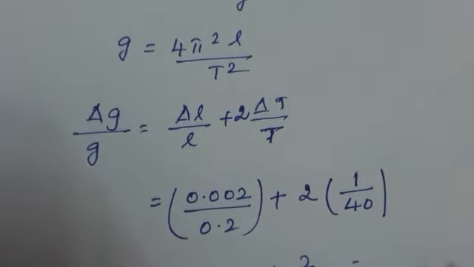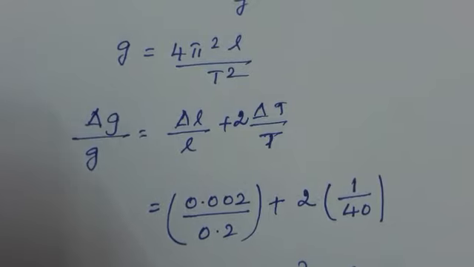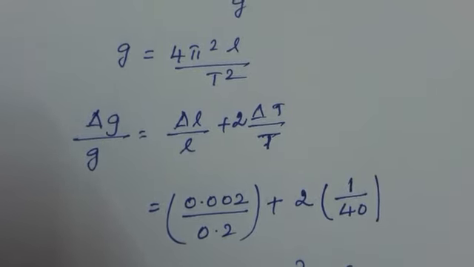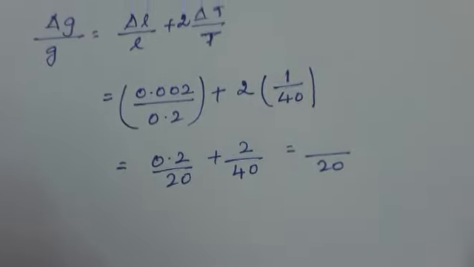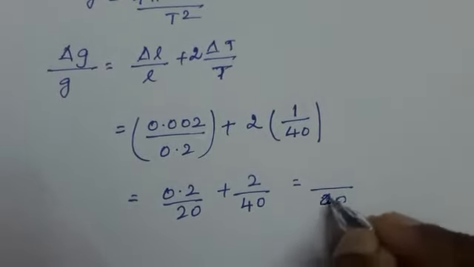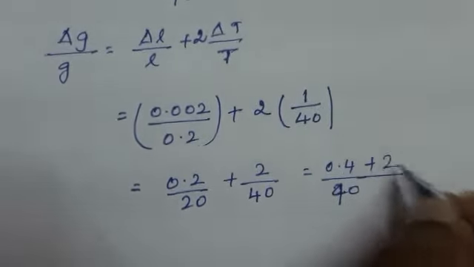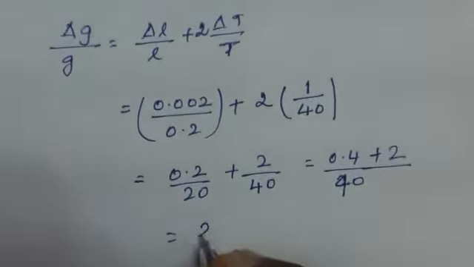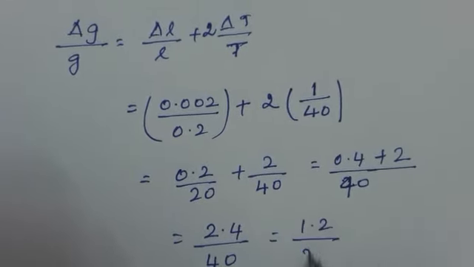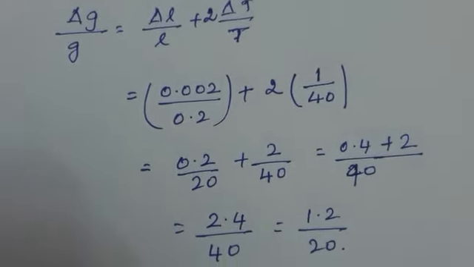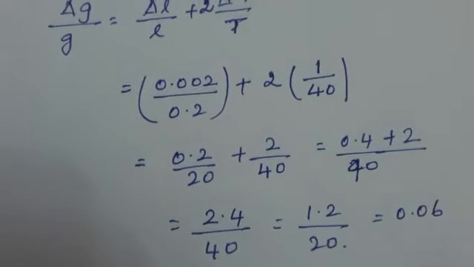So what will you get here? If you take the LCM, this is 40. Here it is 0.4 plus 2. So you will get 2.4 divided by 40, that is 1.2 divided by 20. So 1.2 divided by 20 is 0.06.